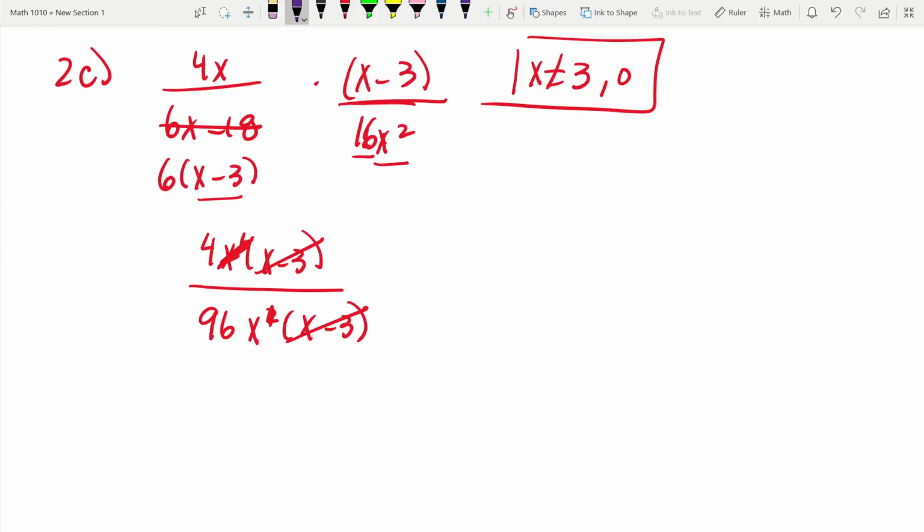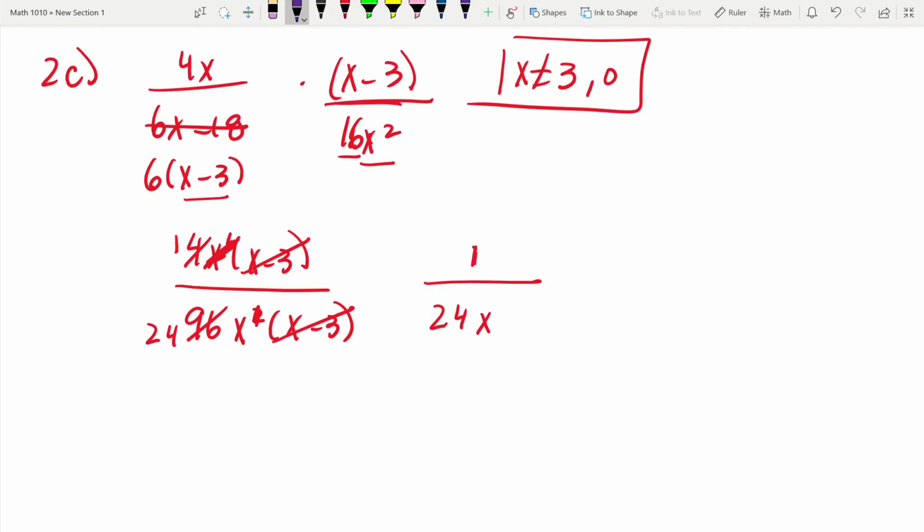Now let's see if 4 goes into 96. It does. So 4 goes into 4 once, 4 goes into 96 24 times. So on the top, there's nothing there. On the bottom, you have a 24 and an x. Lots of people will say that the answer is 24x. That's false, because the 24x is on the bottom, so there's nothing left on the top, so it's really a 1. So your answer is 1 over 24x, and that's it.